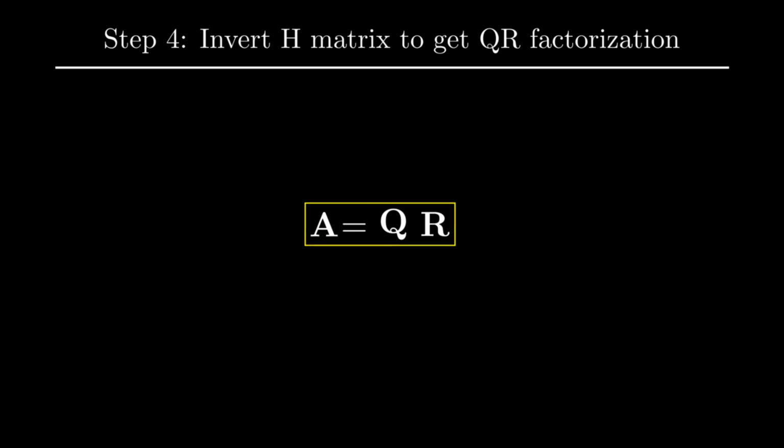Alright, that is all. That is how we find the QR factorization of a matrix using Householder matrices. For anyone looking for a more detailed example, I've put a link in the description to a worked out example for a 3x3 matrix.